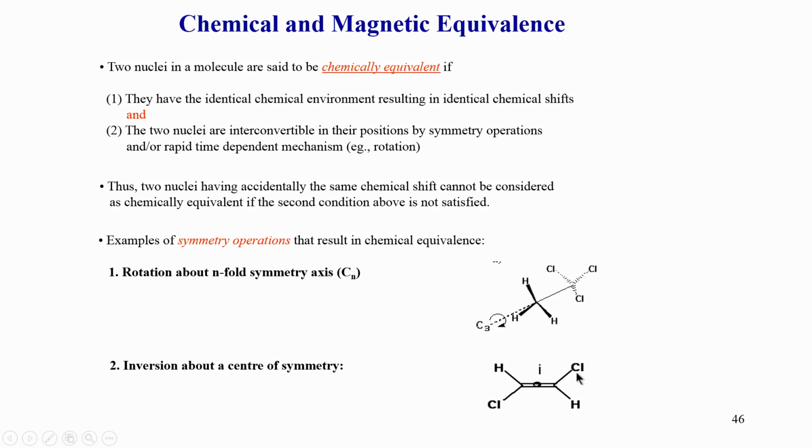Similarly, we know the center of symmetry here. If this hydrogen is inverted, it has an inversion of symmetry. These 2 hydrogens have the same chemical environment and they are related by a symmetry operation. They can be converted from here to here, here to here, without any change in the structure of the molecule. So, remember, symmetry operation basically means if you rotate or take a reflection around any axis, it should not change the structure. That is what is shown here: these 2 hydrogens are chemically equivalent.